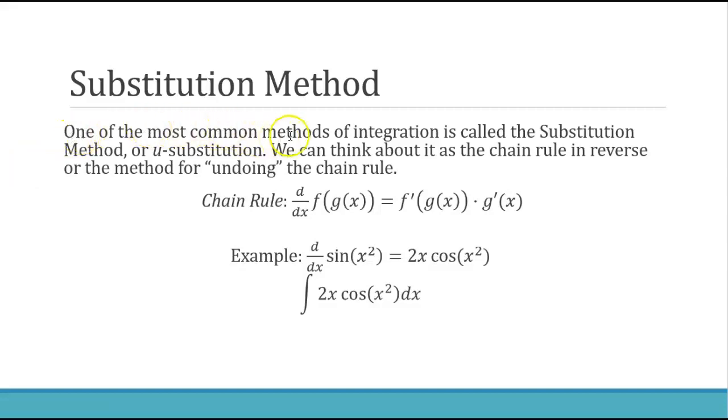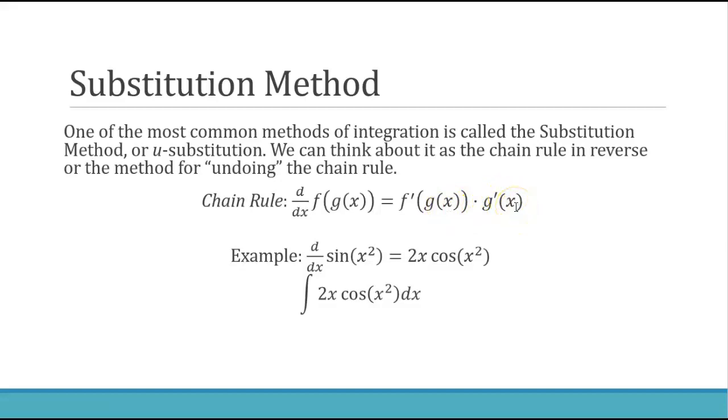So one of the most common methods of integration is called the substitution method, or u-substitution. And we can think about it as the chain rule in reverse, or the method for undoing the chain rule. So the chain rule, if you remember, says the derivative with respect to x of a composition f of g of x is equal to f prime of g of x times g prime of x.